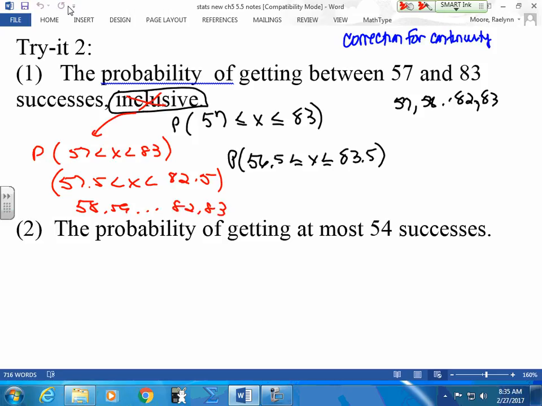Am I using 83 if it's not including it? If it's not inclusive, I can't use 83. So my last number is 82. My first number is 58. I can't use 57. Not inclusive. So I drop down the 58 to 57.5. I raise the 82 to 82.5. Good? Okay, probability of getting at most 54 successes.